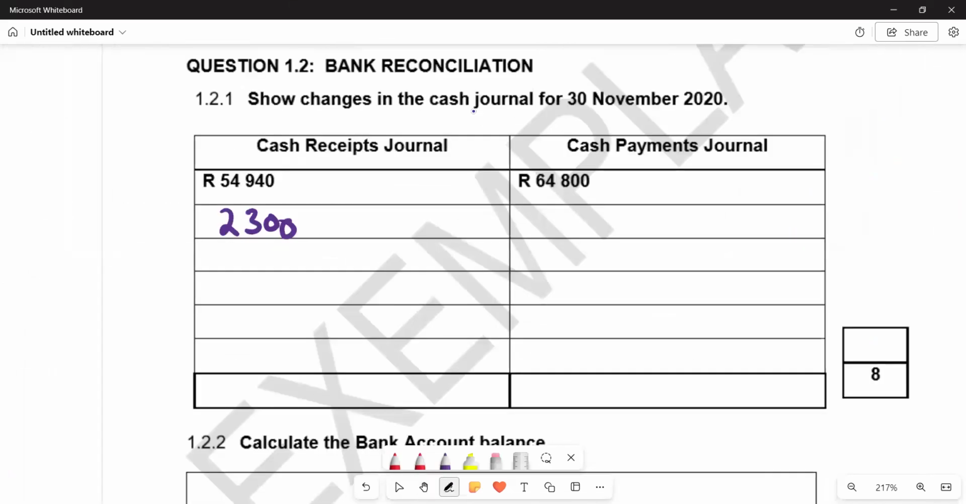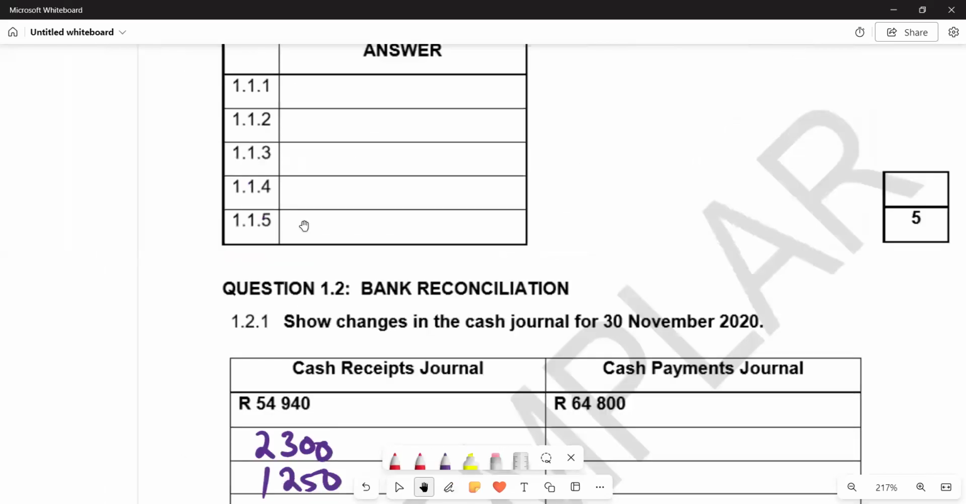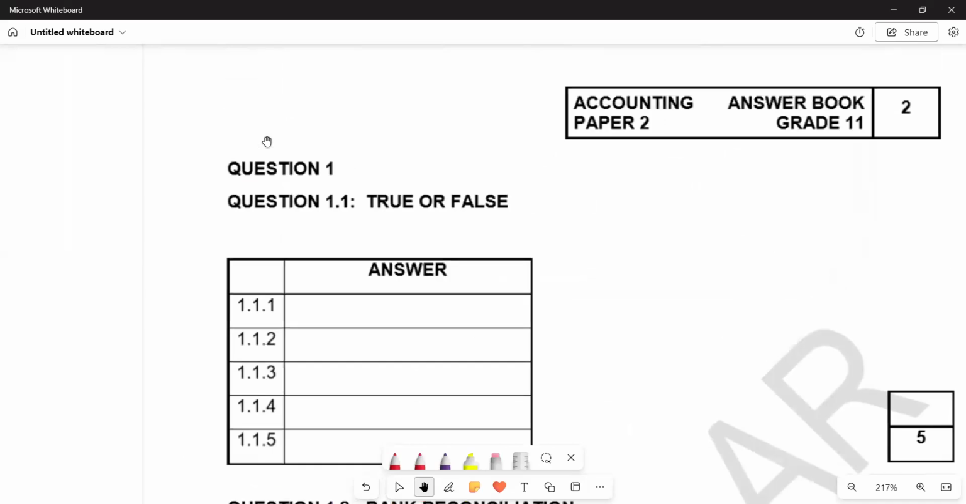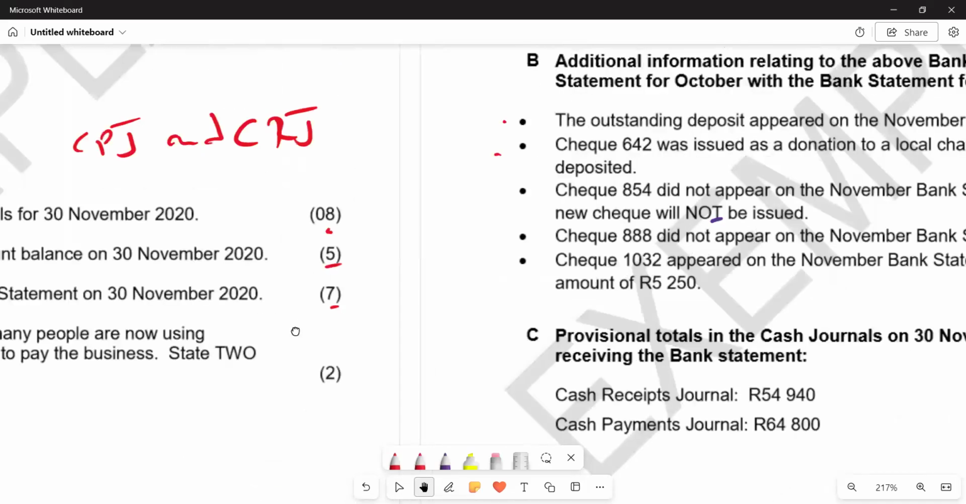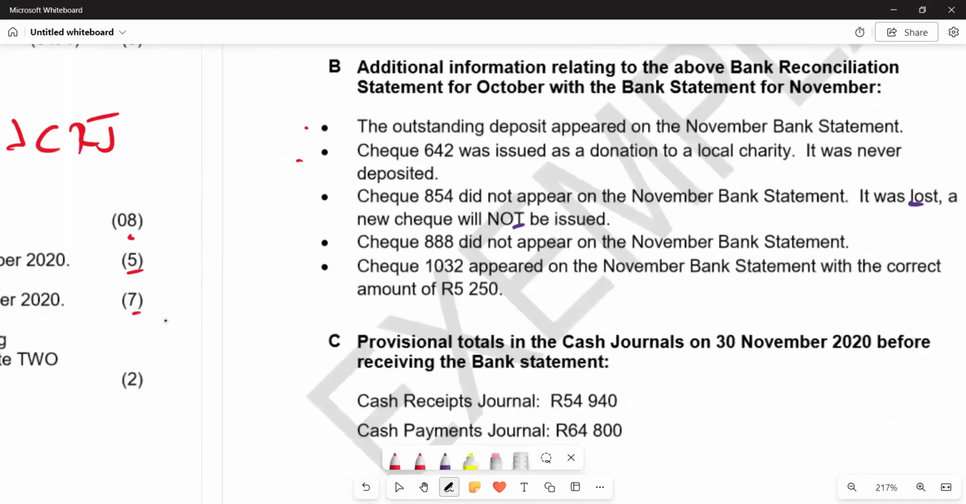So we are saying 1,250. Then we can now go to the next point and try to see what we have. So we come to point number 4, which is this one.